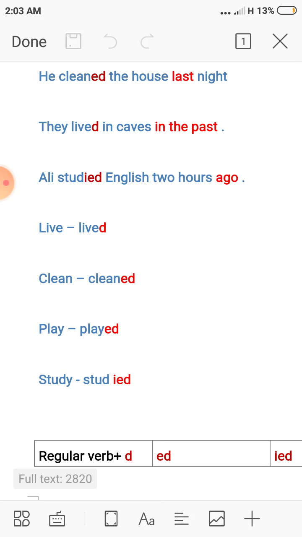If the verb ends with y, and before the y a vowel, like a, e, i, o, u, like play, we add ed. If the verb ends with y, and before the y a consonant, not a vowel, not a, e, i, o, u, we have to omit the y, cancel the y, delete the y, and put i, e, d. So for regular verbs in the past simple tense, we add d or ed or ied.